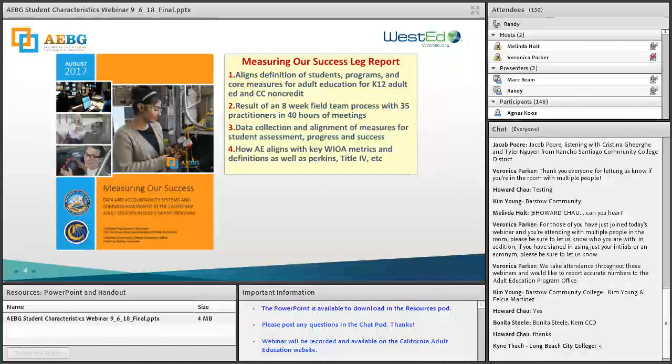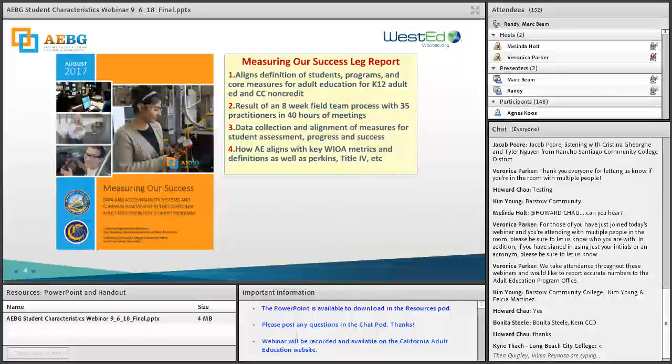It provides clear definitions of the students' programs and the core measures for adult education for both K-12 adult education and community college non-credit. For the purposes of the adult education program in California, adult education is defined by students in the adult education programs in either a K-12 adult school or a community college non-credit program. So that is the primary population we're talking about. And when we're talking about the data elements today, that will be the population we're primarily focused on in terms of how you use these elements.